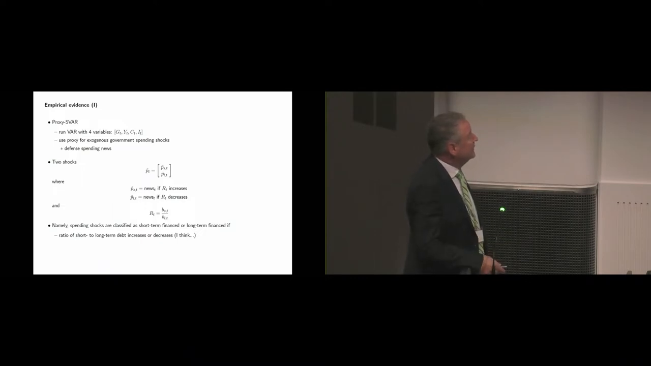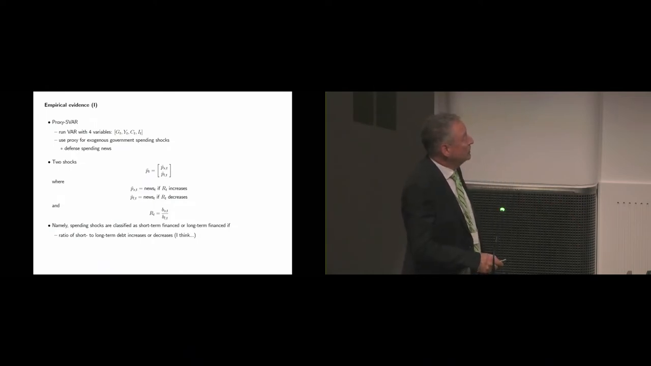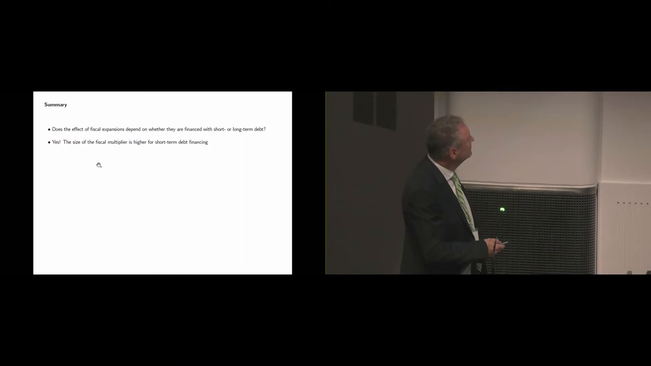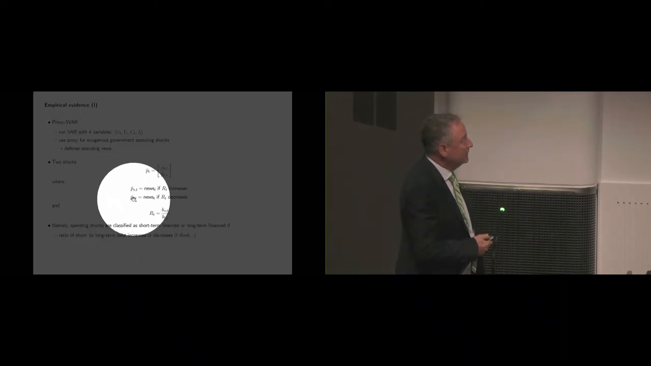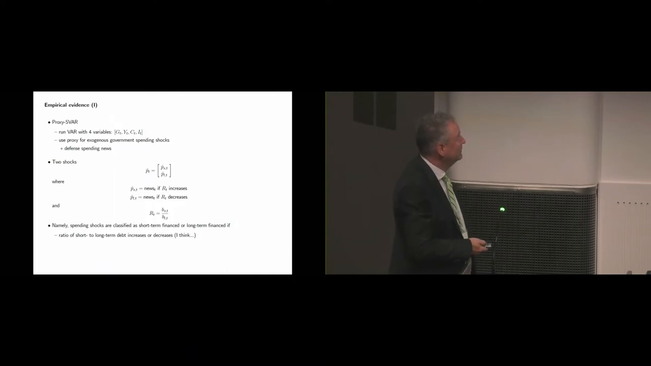Relative to the standard analysis, they essentially split these shocks into two types. There are fiscal shocks financed by short-term debt and fiscal shocks financed by long-term debt. And essentially what they do is they have this variable that they construct, which is the ratio of short-term debt to long-term debt, and depending on whether this ratio increases around the time of the shock or decreases around the time of the shock, the shock is classified as either purely short-term finance or purely long-term finance. The paper was not 100% clear on this, but this is my interpretation. I think it's correct.